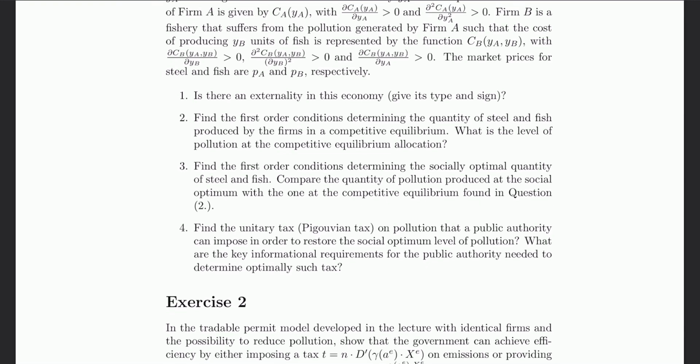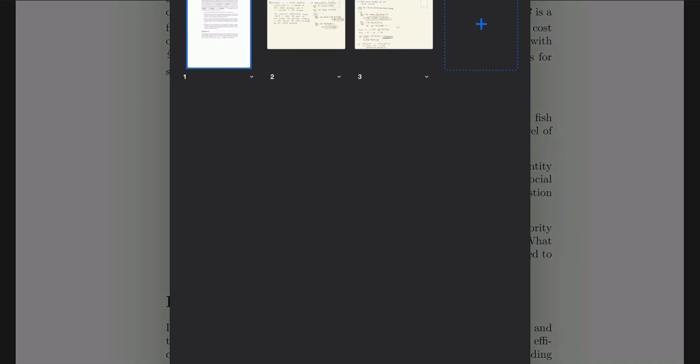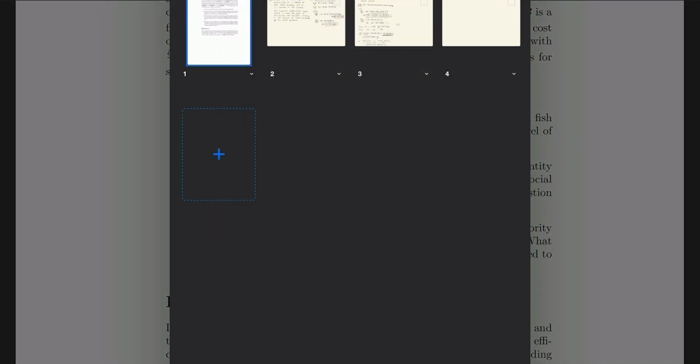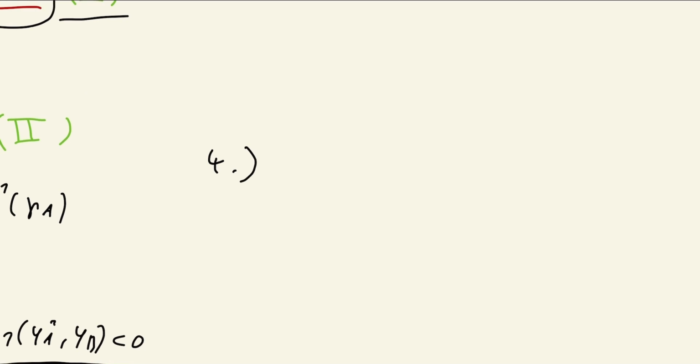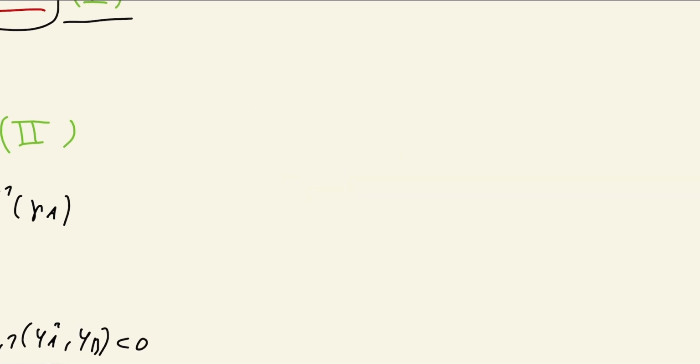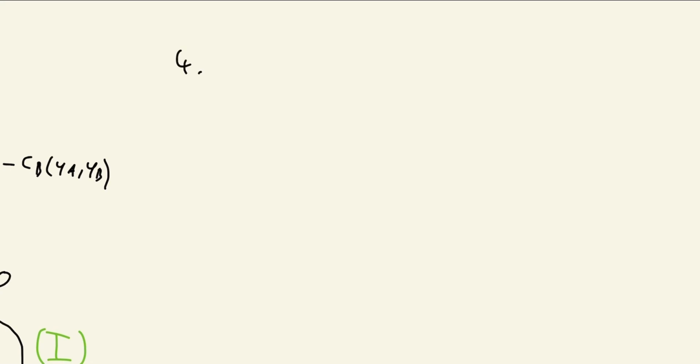And what we will do is we will think about a tax. So now a tax on firm A, on pollution, which is then paid by firm A, such that the firm fully internalizes the negative externality which it is causing on firm B, and hence the fishery. So yeah, let me write this down here. Oh, sorry. So it should be somewhere here. We can go up. Okay, so we have more space. So this is sub exercise 4.